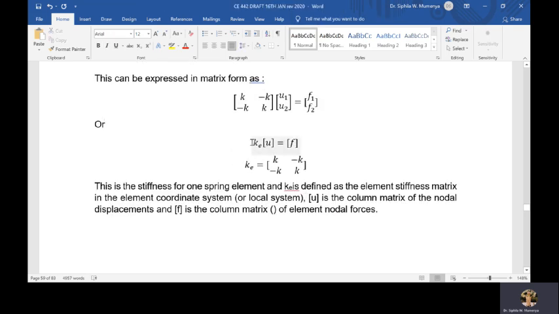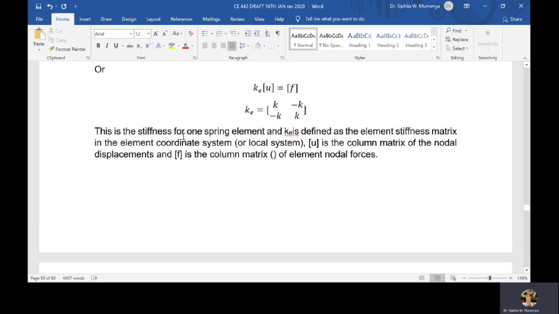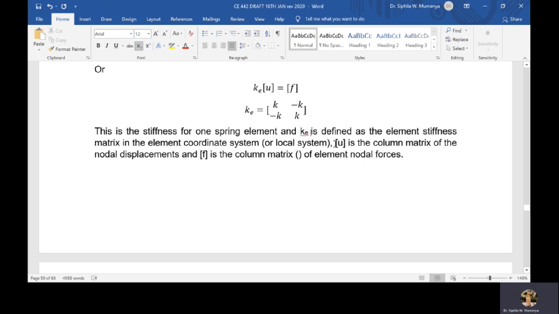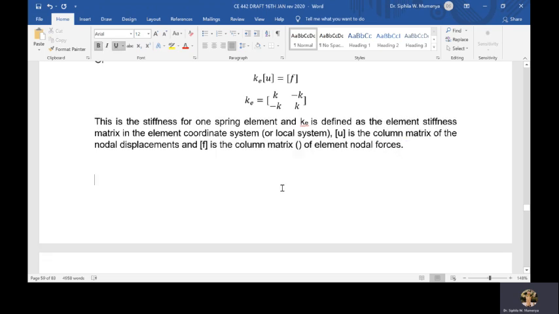Or we can simplify that as KE UF as a matrix equation written as shown, where KE is the matrix of stiffnesses K. So this is the stiffness for one spring element, and KE is defined as the element stiffness matrix in the element coordinate system, or the local system. So we have a local system, and U is the column matrix of the nodal displacements, and F is the column matrix of the element nodal forces.